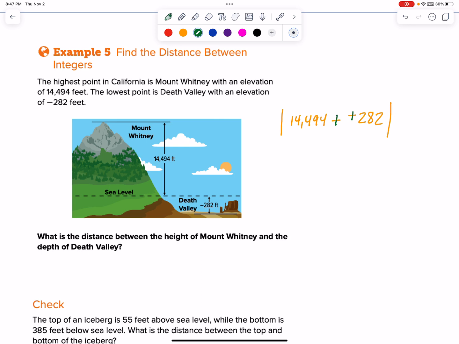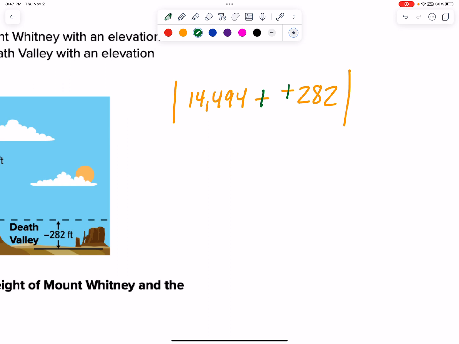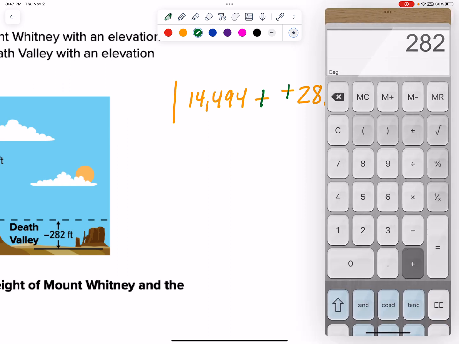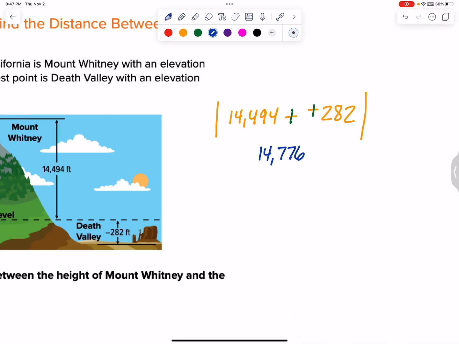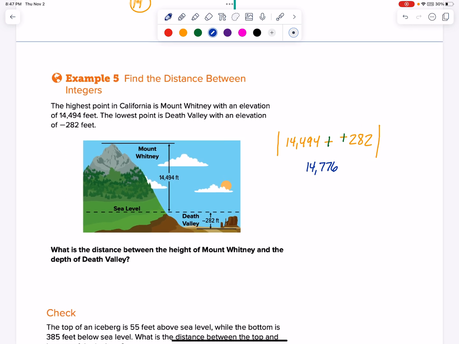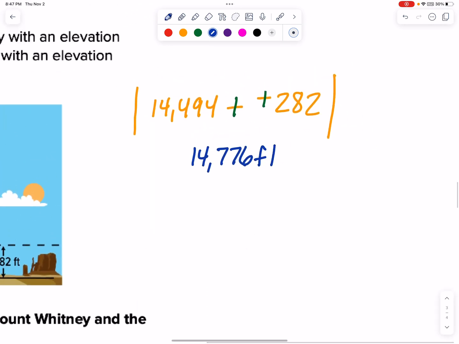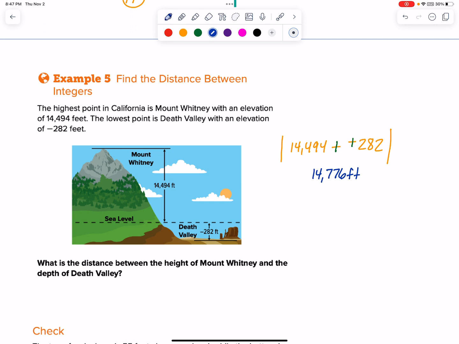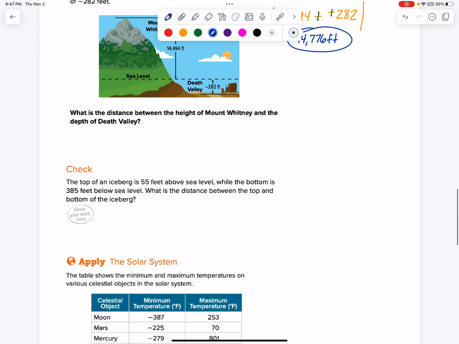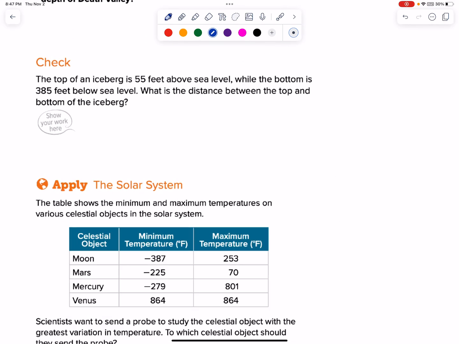Now it looks like we have 2 positives, so same signs, add and keep. So we have 282 plus 14,494. And you're left with a total distance of 14,776, but it's a word problem, so what is that? Feet. The distance between the depths of Death Valley to the peak of Mount Whitney. All right, so there we go. Let's head to the check, and you can try this.